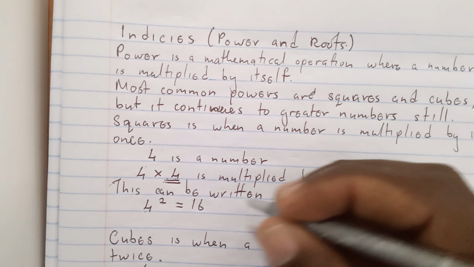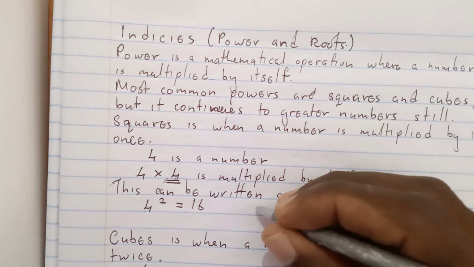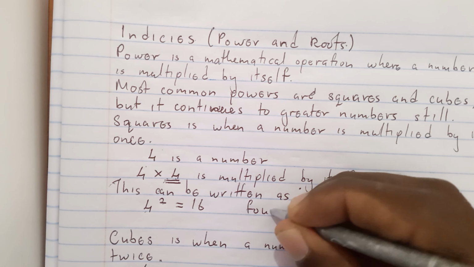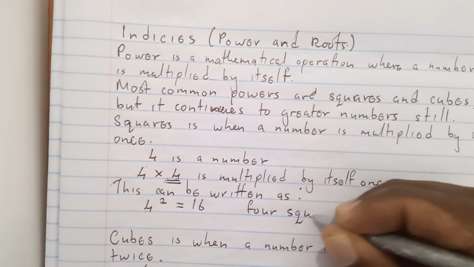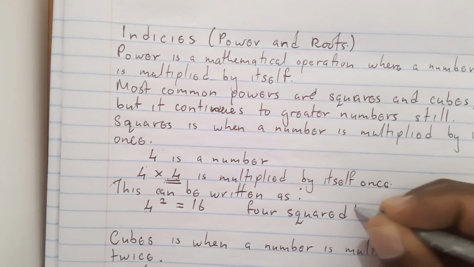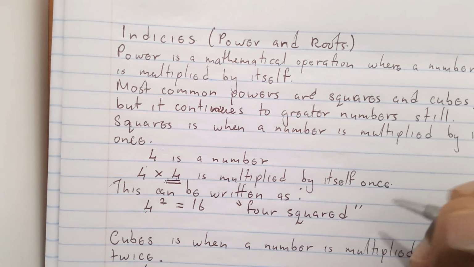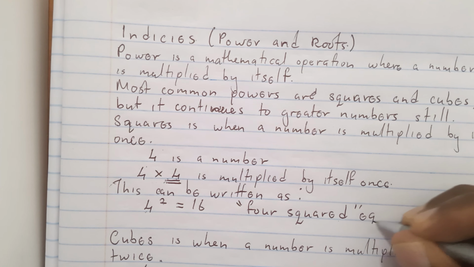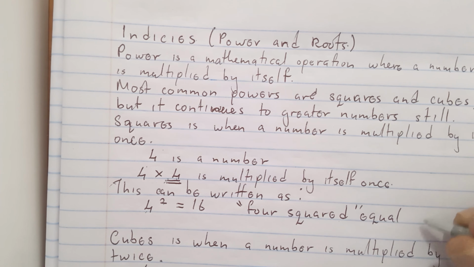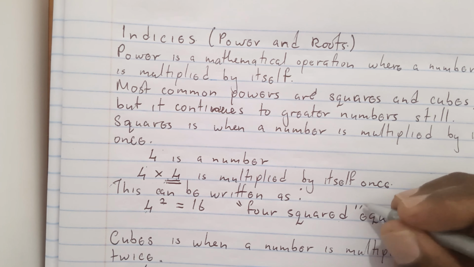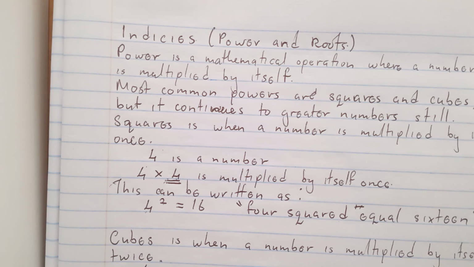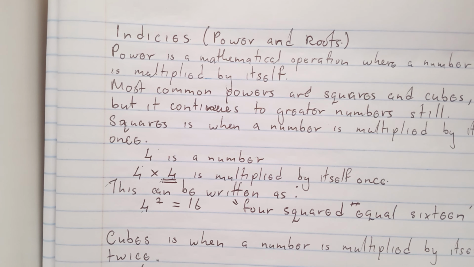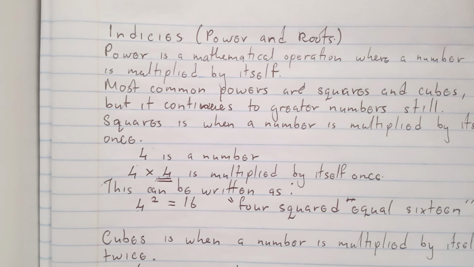Okay? Now, it's important to note that this is read as 4 squared. Okay, 4 squared equals 16. Right, like that.